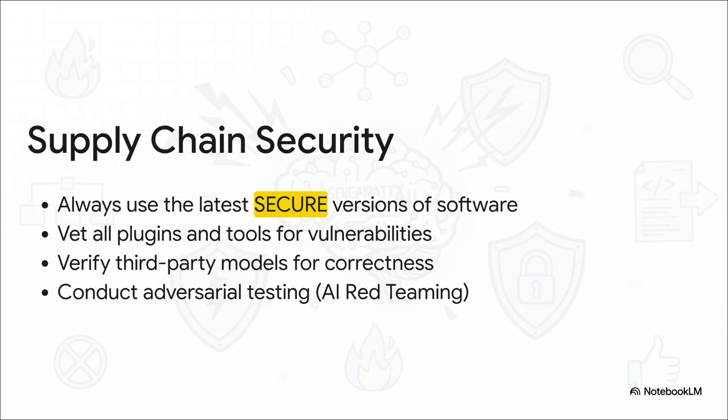Now, for your supply chain, it's all about diligence. Your checklist should look something like this. 1. Always use the latest secure version of your software, not just the newest one. 2. Vet every single plugin and tool for known vulnerabilities. 3. Verify that any third-party models you're using are safe. And 4. You have to proactively hunt for weaknesses in your own system.